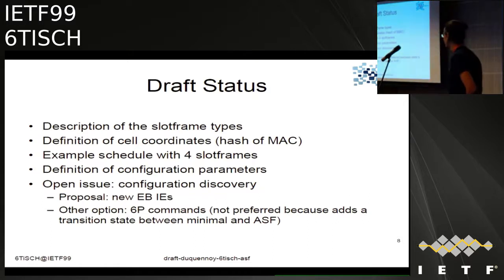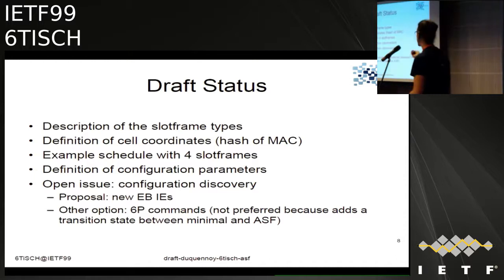So, question. That's the second last slide. So we have a definition of configuration parameters. One thing that's not defined yet is how to discover that configuration. There are two options. The preferred one currently would be to have a new information element in the EB, because it's a join time thing.